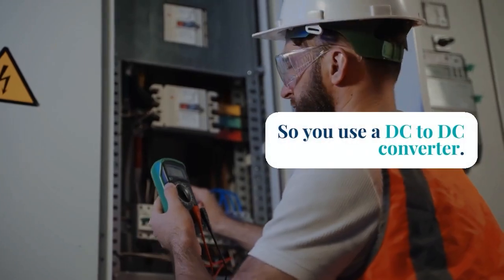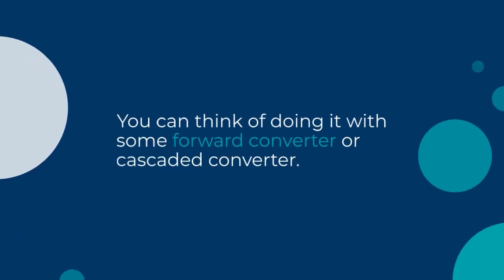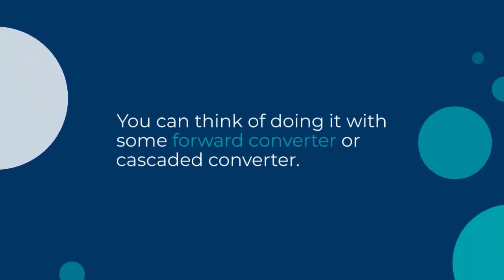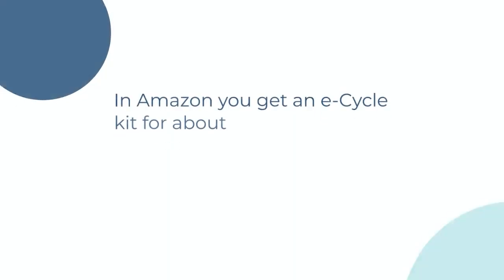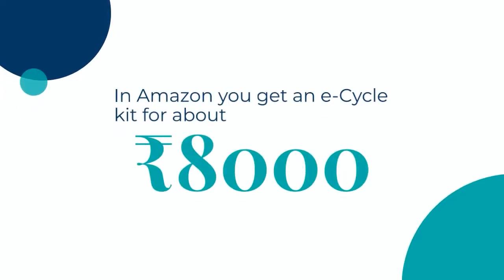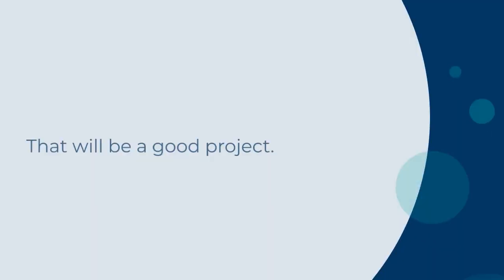So you use a DC to DC converter. Existing papers have worked on flyback converter. You can think of doing it with some forward converter or cascaded converter. You can buy an e-cycle kit. On Amazon, you get an e-cycle kit for about 8,000 rupees. Then you can fix all the things and then test. That will be a good project.